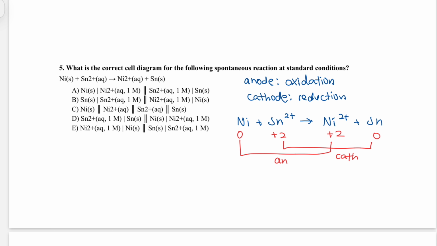So now we know that nickel has to be on the left-hand side, and then we always write the electrode or the solid on the very edge, and then we have the aqueous form in the middle, and then we do 2 bars to separate the oxidation and reduction, and then same thing, the aqueous part is on the inside, and then on the outer side you have the solid electrode. So this is what the final cell diagram will look like, which is option A. And then like these options like C, you can just completely get rid of it because we don't have these double bars everywhere.